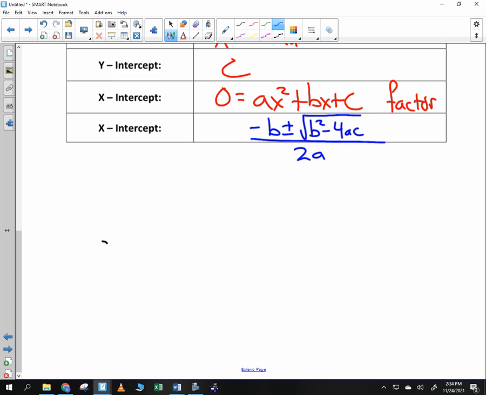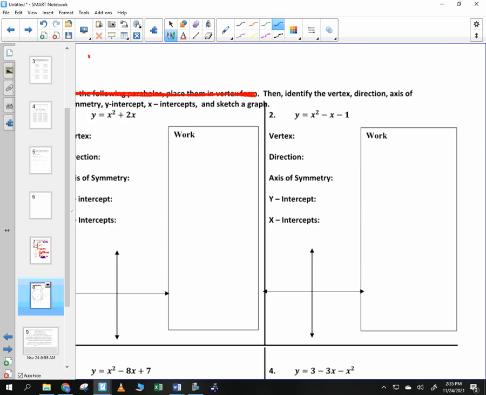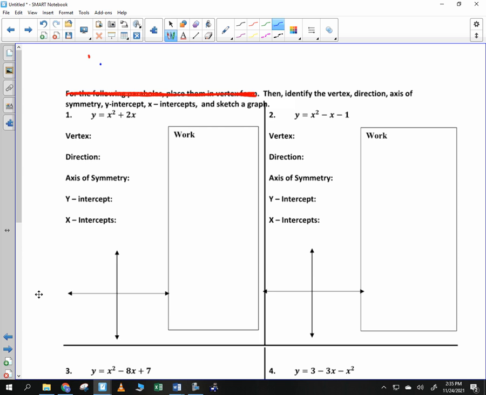So our goal today is to do 2 problems, and we'll do 2 more on Monday, and get you guys feeling confident with parabolas. I don't know why I put this first part on there. We just want to identify the vertex, direction, x symmetry, y-intercept, x-intercepts, and sketch the graph. So we're going to start with the easy parts, okay?